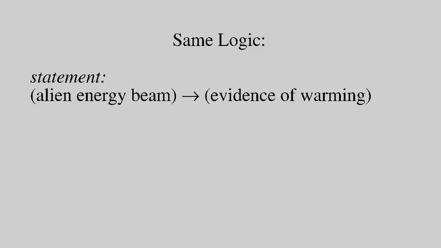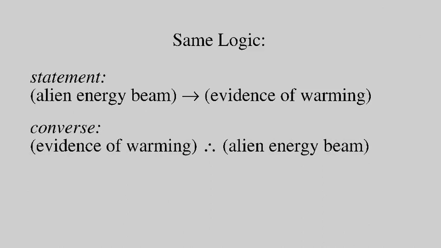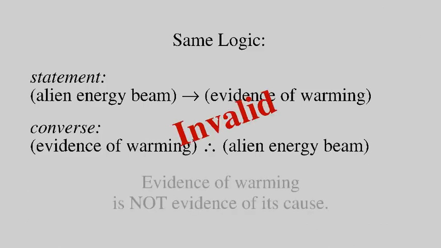To make this clearer, let's use the same logic on the statement: if aliens are projecting an energy beam towards Earth, then evidence of warming will be present. The converse says, evidence of warming is present, therefore aliens are projecting an energy beam towards Earth. The point is, evidence of warming is as much evidence of aliens as it is of CO2, because both are invalid results of the converse error. Evidence of warming is not evidence of its cause.